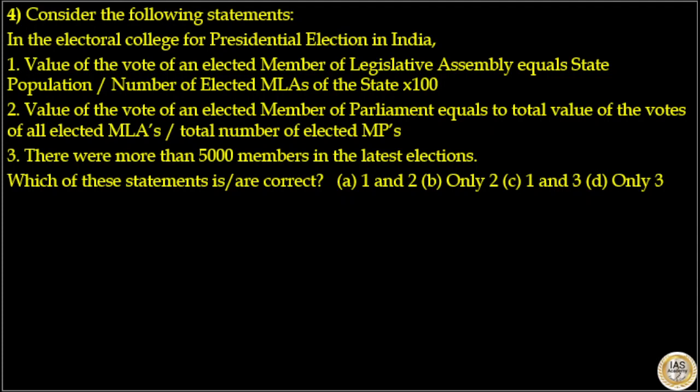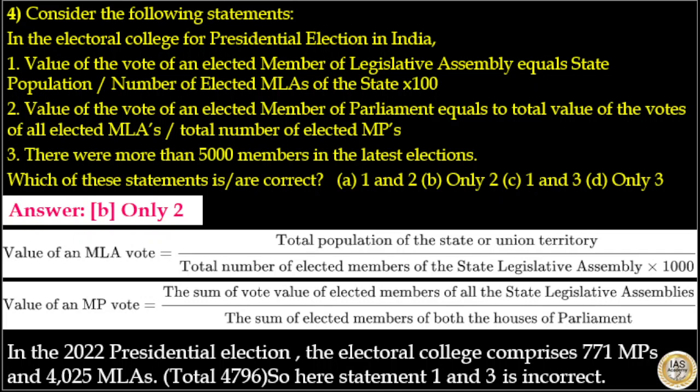Option 3, there were more than 5,000 members in the latest elections. That is incorrect. Which of these statements is or are correct? The answer to this question is option B only. That is, statement 2 is correct.